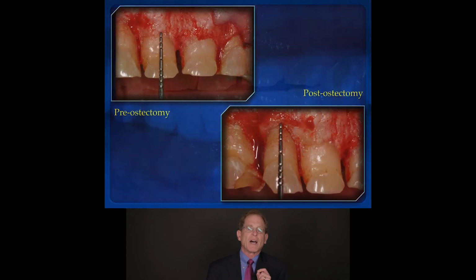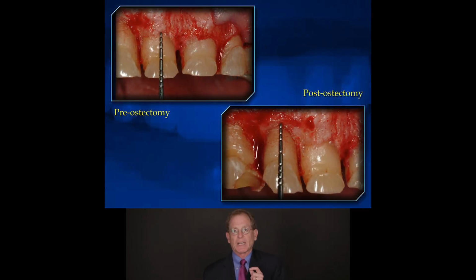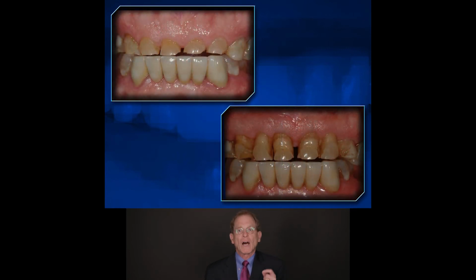So we can see before the ostectomy and after the ostectomy, we can see this is a much more aggressive procedure than the aesthetic crown lengthening procedure we talked about previously. However, once we're done, we now have the clinical crown length that we need for retention and resistance. So on Leroy, I believe this was the right thing to do.